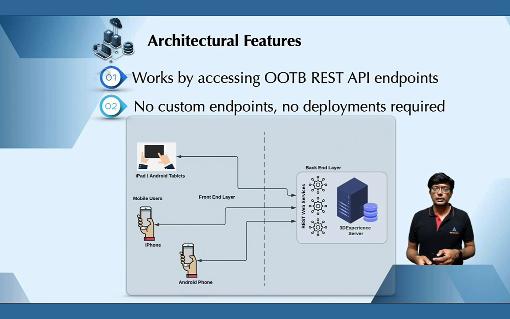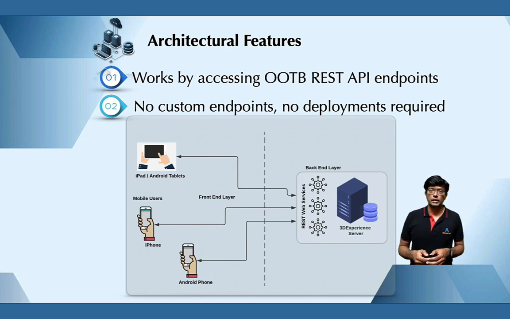Basically, you don't need to deploy anything on the server side. It is completely out-of-the-box deployment. In fact, the whole app works with an out-of-the-box environment flawlessly. So this is the architecture diagram. You can see that you can access the data from your iPad, iPhone, or Android phone, and it all talks to the out-of-the-box web services. Behind that, you have the ENOVIA server and the database.